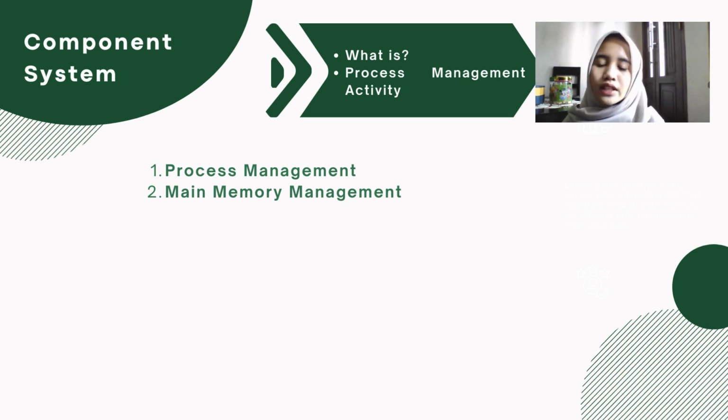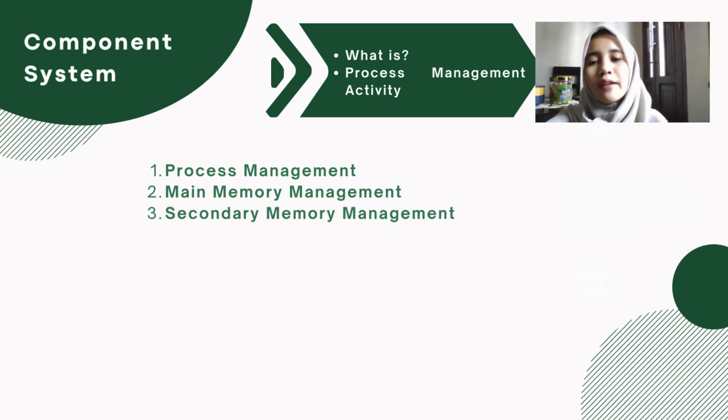What is the activity of main memory management? It can track which parts are being used and by whom, decide which process parts will be loaded into memory if space is available, and allocate and deallocate the memory storage. The third point is secondary memory management.